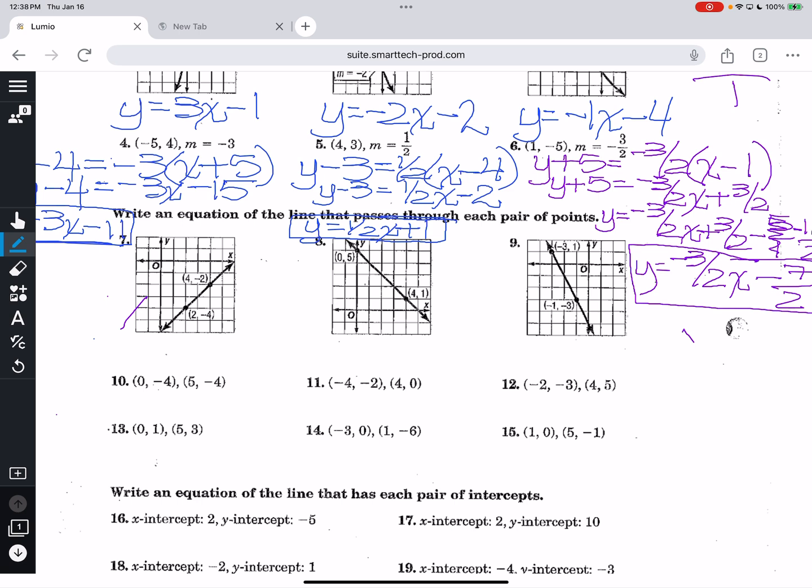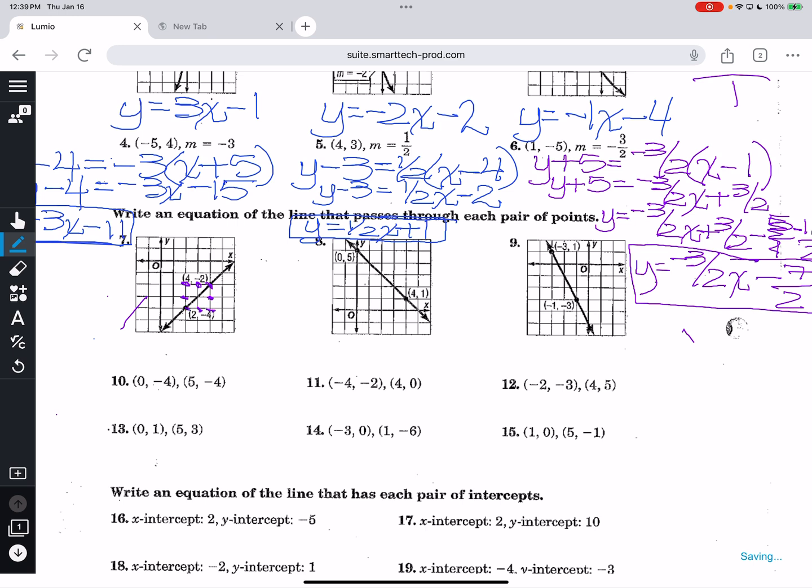It's up 2 over 2, so 2 over 2 is 1. No, it's negative 2 over 2. How is it negative 2? Levi, what way are you going? I'm going up 2 and then to the right 2, which is positive, positive 1. He's going up 2, and then over 2 to the right.